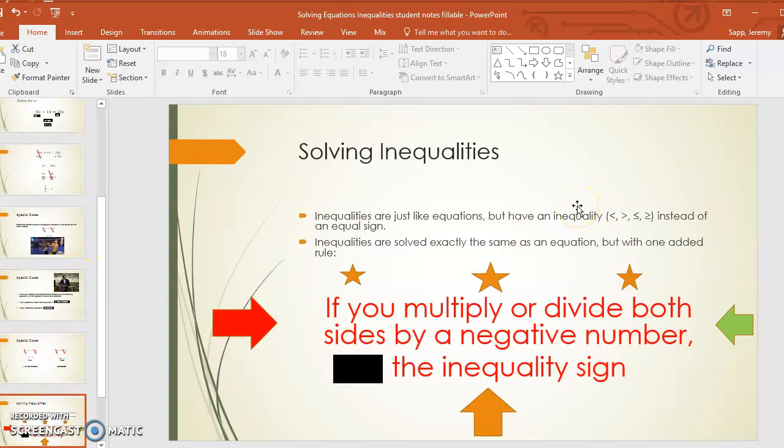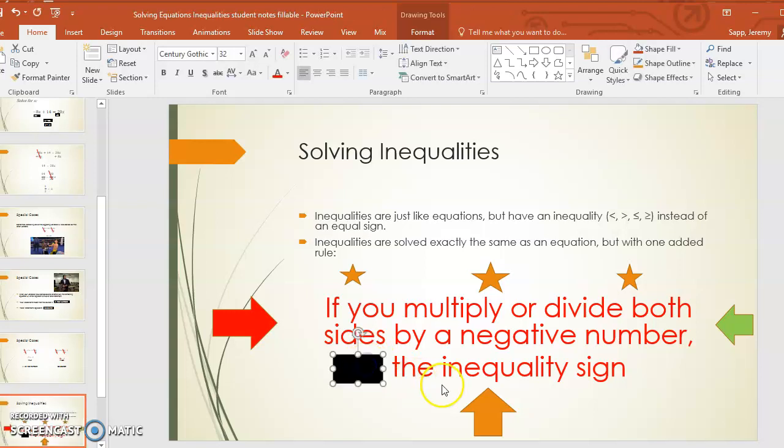Now, an inequality is solved the exact same way as an equation, except one rule that equations don't have. If you multiply or divide both sides of your inequality by a negative number, you flip the inequality sign. So if you multiply or divide by a negative number, you flip the inequality sign.